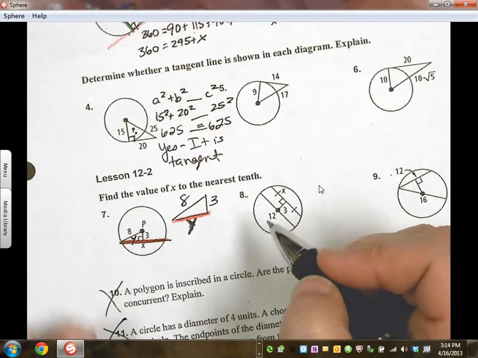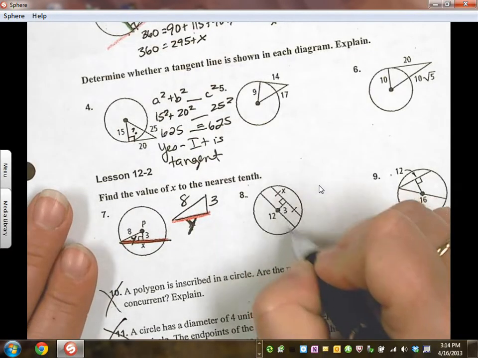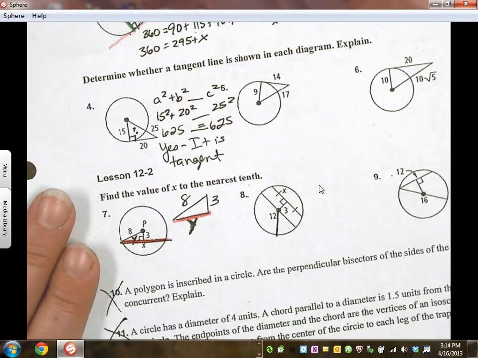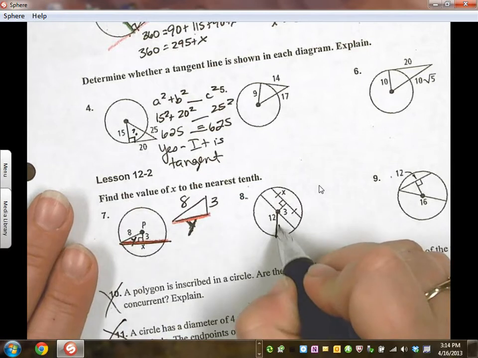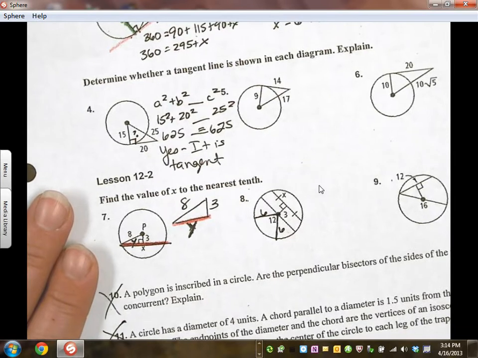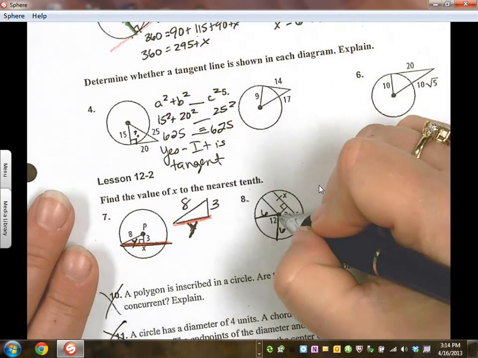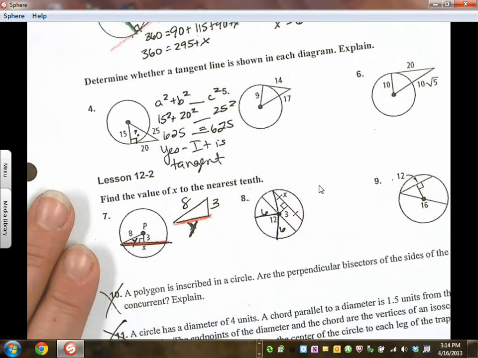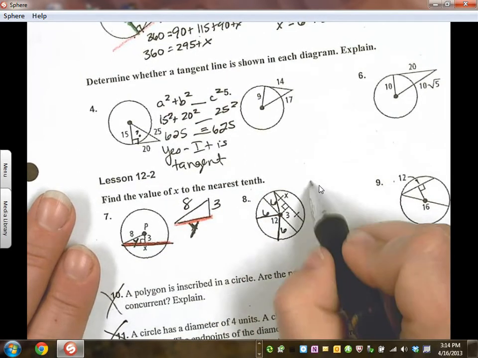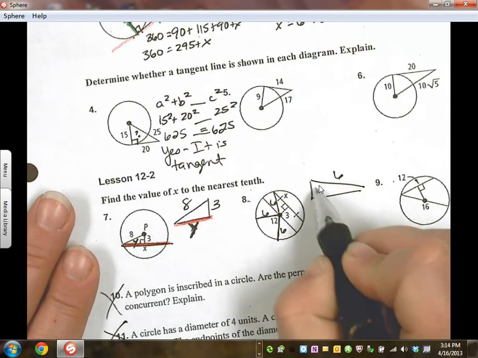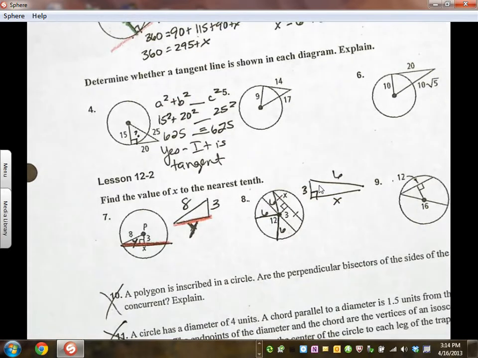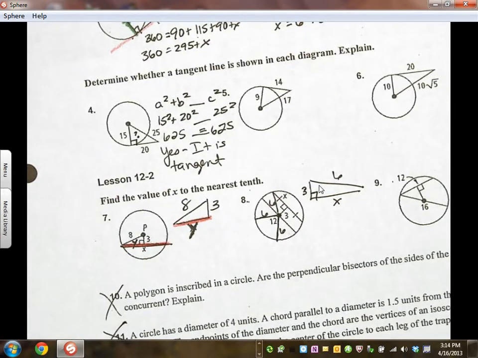Oh, I did this too. This is kind of helpful. This is a diameter. It's 12. What is that? It's a radius. How long is it? 6. What is this? A radius. Oh, it's 6 too. Can't I draw a radius right here? And it would be 6. And now I have a right triangle. 6, 3, x. Hopefully you can see that. I spy a right triangle.